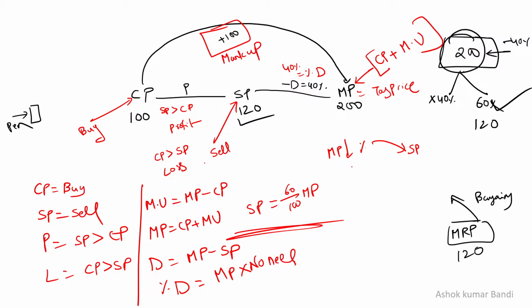Market price, let us take your market price is 200, you are giving it for only 120. So what is the discount here? 80 rupees. That's what you are going to get here. If you want it in terms of rupees, simply do market price minus selling price to get your discount.